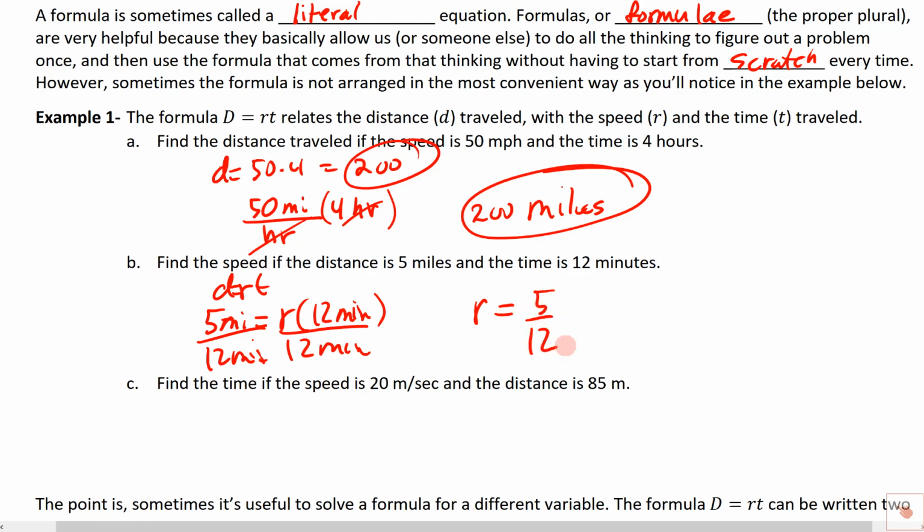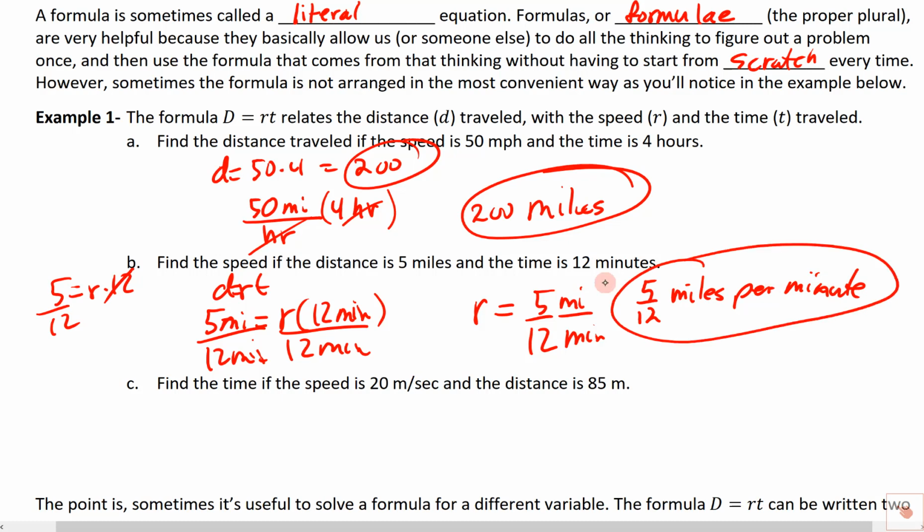Now, you could have just solved this and said 5 equals r times 12, divide by 12, and there's your answer right there. But this is a little bit richer because notice that we have miles on the top and minutes on the bottom. So what we could write is 5/12 miles per minute. Okay, so that would be one way to write the answer. Now, if you wanted to throw that in the calculator and get a decimal for that and round, that would be totally okay. It is a story problem, so that might be appropriate.